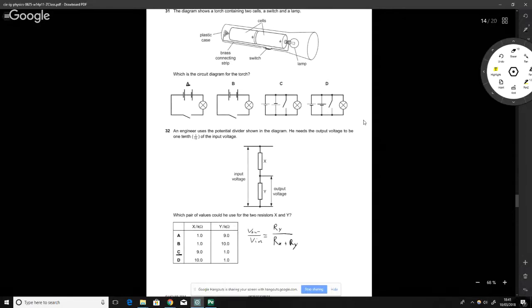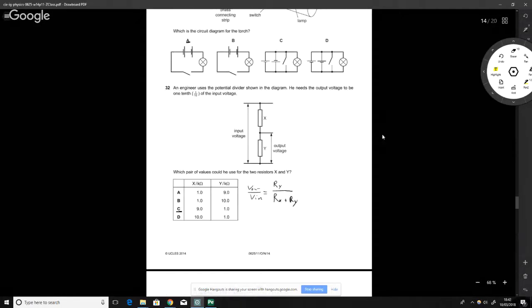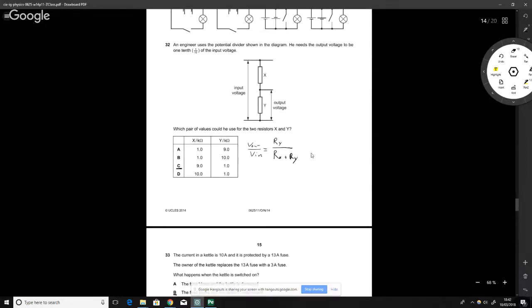Okay, this is just a quick question on a voltage divider. We just need to use the voltage divider formula, which I've written down over here. So basically, we need a 1 on the top and a 10 on the bottom. What numbers can we combine? If we need a 1 on the top, we're going to need resistor y to be 1, and then to get a 10 on the bottom, this has to be 9. So the answer is C.